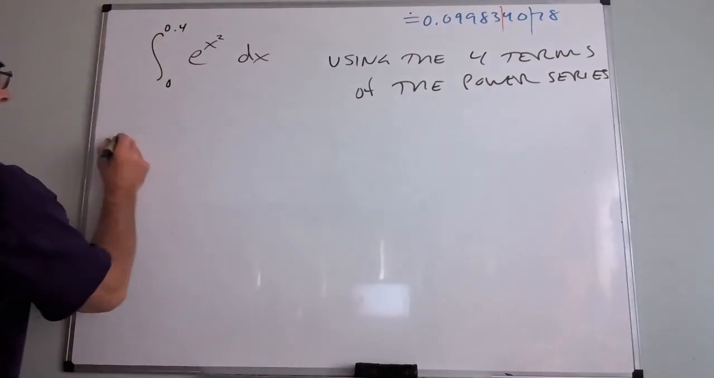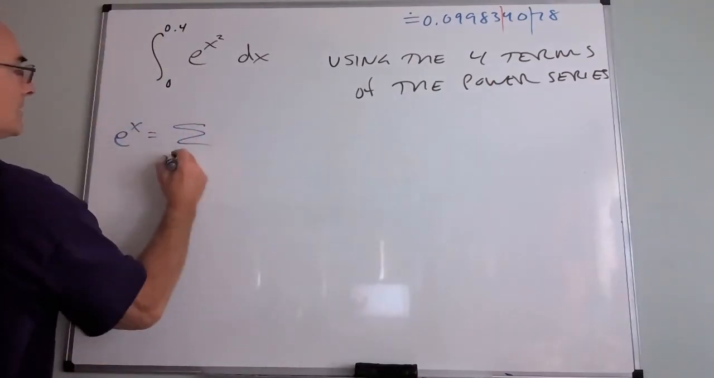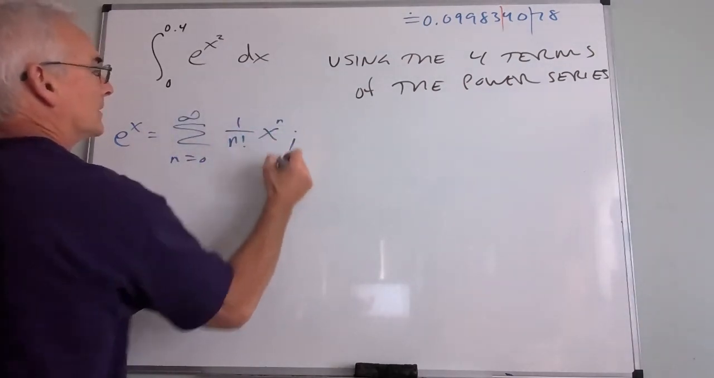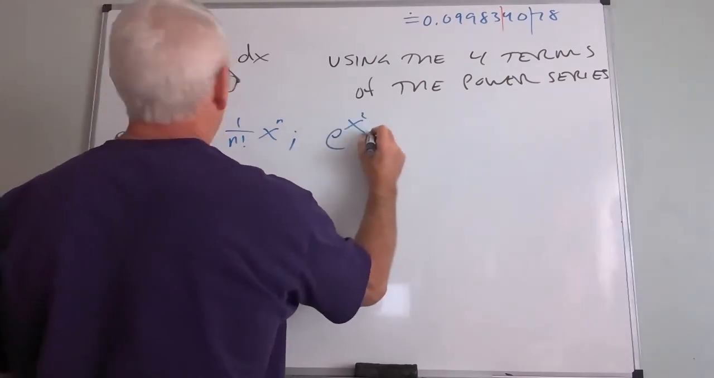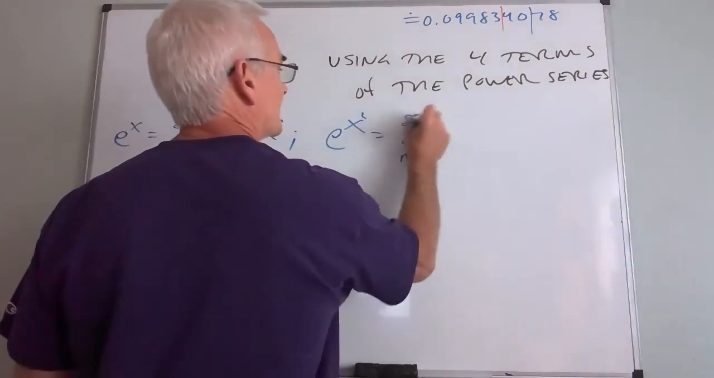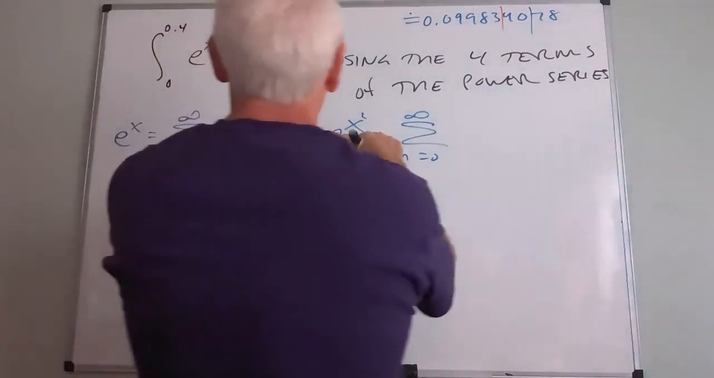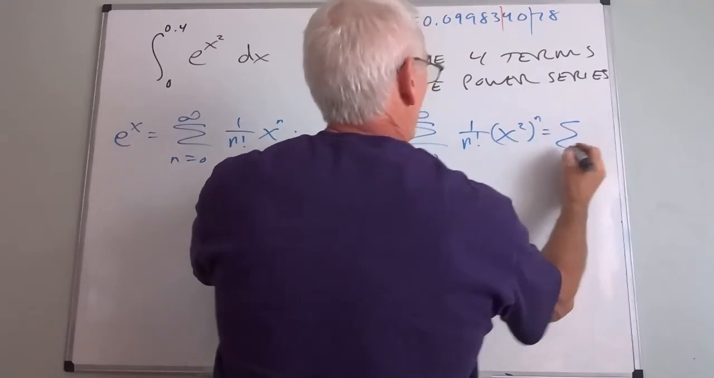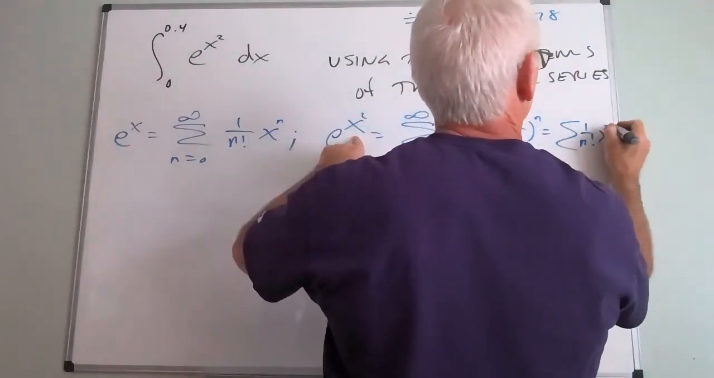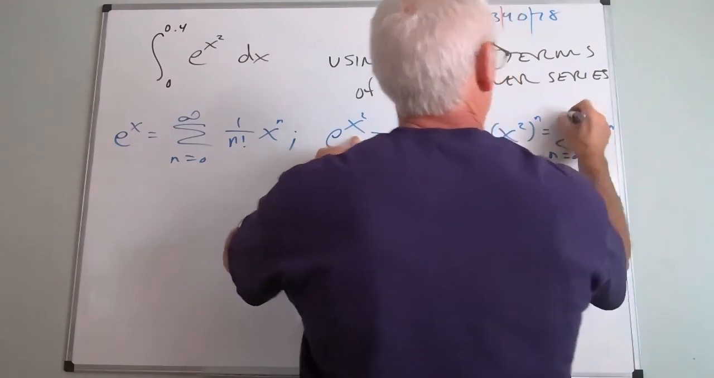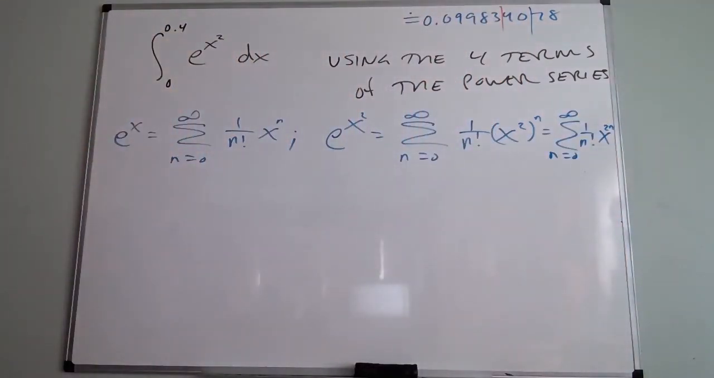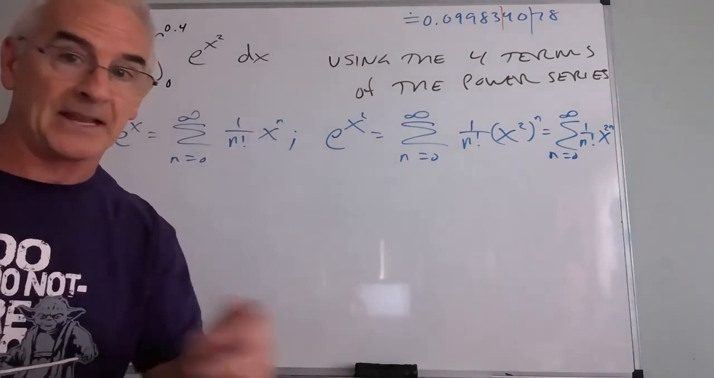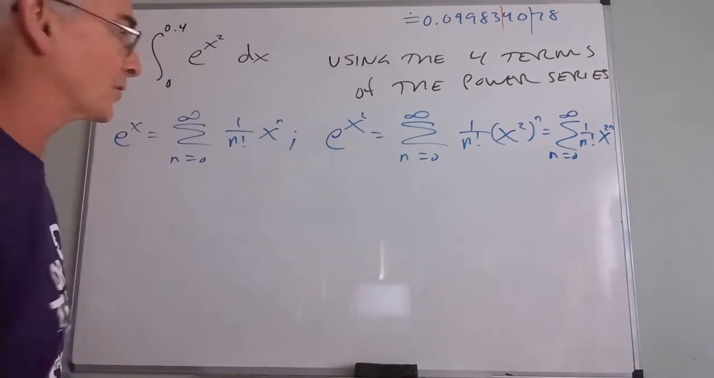So I know that e to the x is this. Therefore, e to the x squared, and this is based on the quiz you just turned in today, I'm tweaking this. So this would be x squared to the n, or 1 over n factorial x to the 2n. Okay? I just want the first, I said the first 4 terms. That has nothing to do with the exponent. I just literally want the first 4 terms.